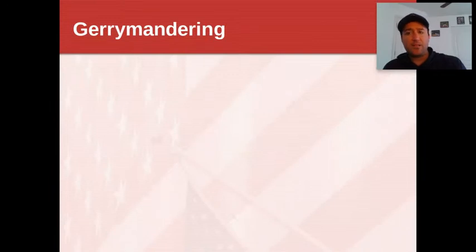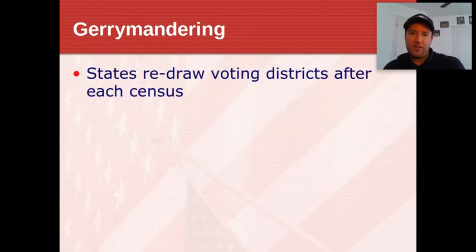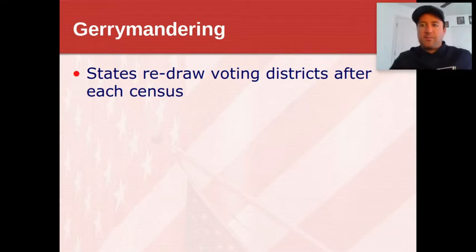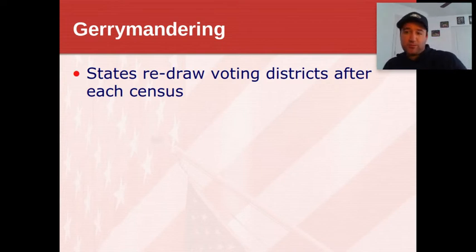All right, so that moves to the last thing we're going to talk about, which is gerrymandering. And political parties play a role in gerrymandering very much so. This is what happens when states redraw the voting districts after each census. When they take the census, they are expected to draw the lines and try to create a balance.